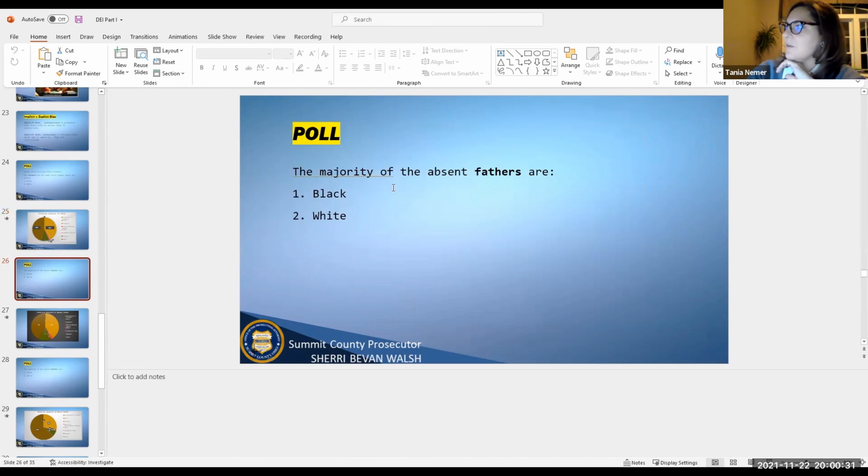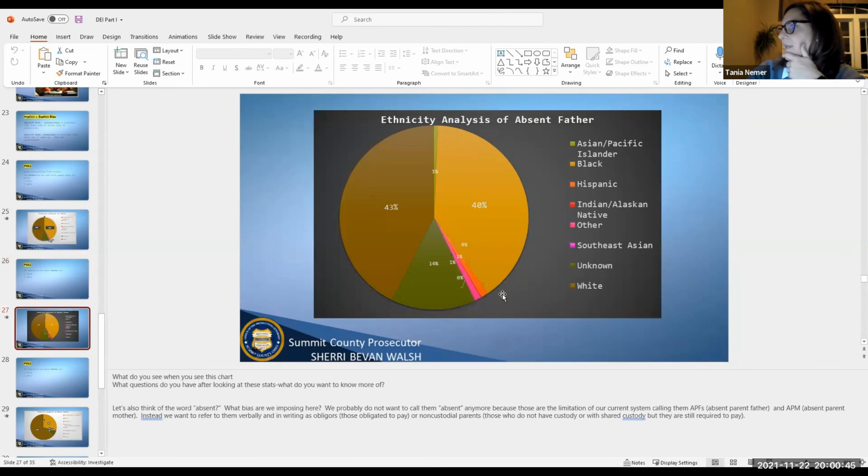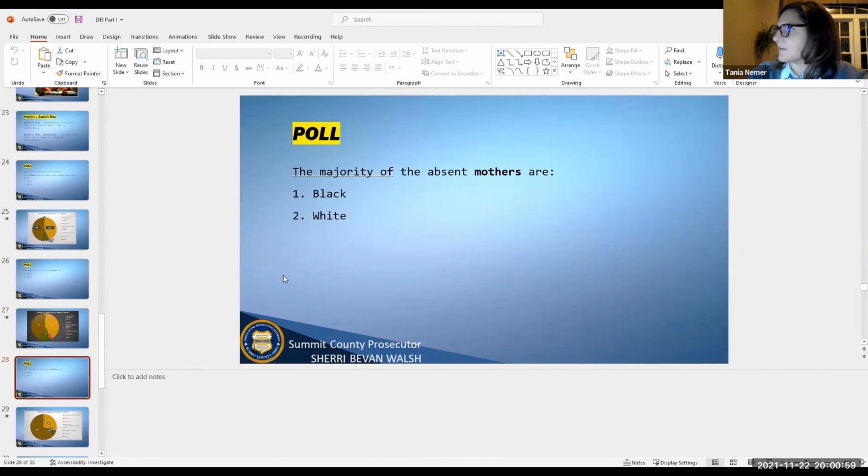Okay, so then, what about absent fathers? I don't know that I like the word absent fathers, but fathers who have not paid yet. What do you think, Black or white? I know we have the stereotypes, but again, you're going to see more white fathers who have not paid than Black fathers, and again, a higher percentage of the unknown. I'm going to do it really quick because I know you guys have to go.